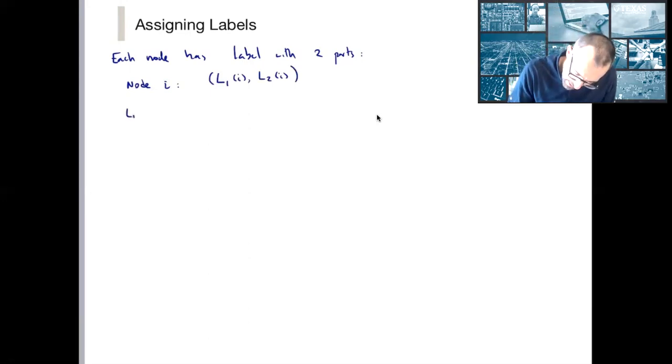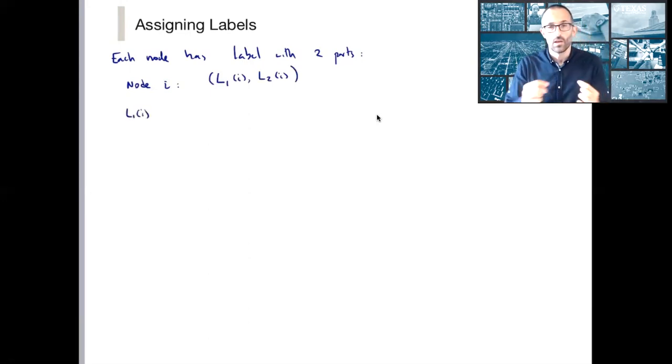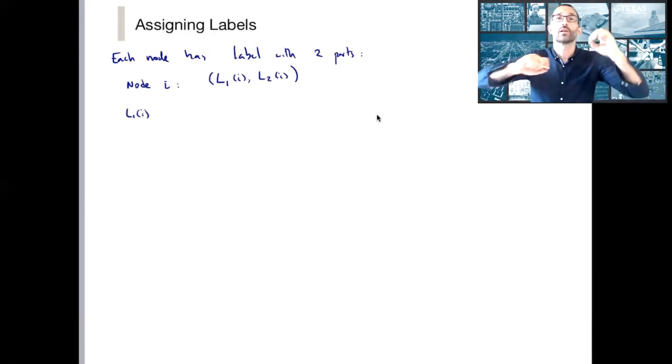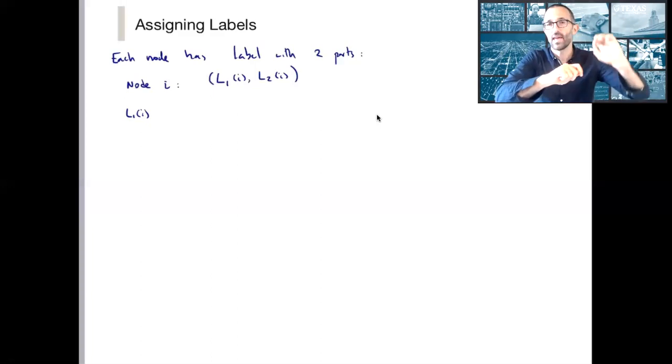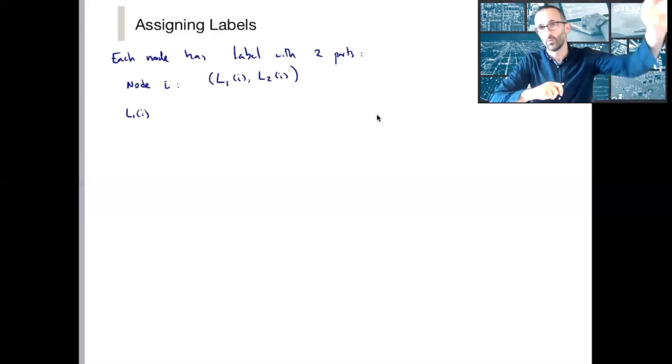And L1 of I is just saying when you were labeled, what node was being scanned. Remember that we start from a node, we scan all its neighbors, and then the ones that are eligible to be labeled are labeled. Now we go to every one of those nodes, we scan their neighbors, and everyone that's eligible to be labeled, we label.